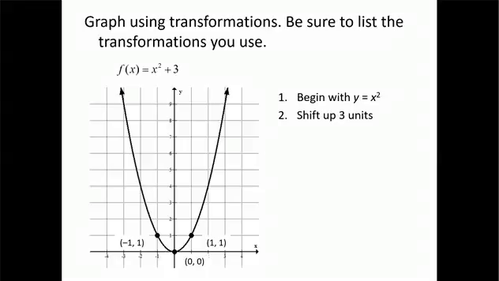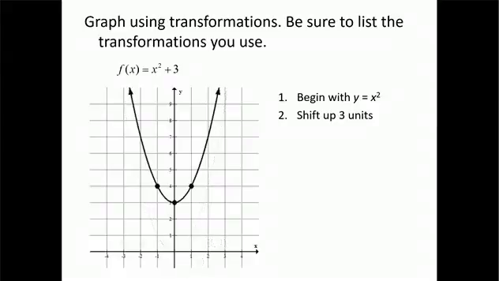And we draw our graph through those 3 points. Then we shift the graph up 3 units, and that results in our final function f of x is equal to x squared plus 3.